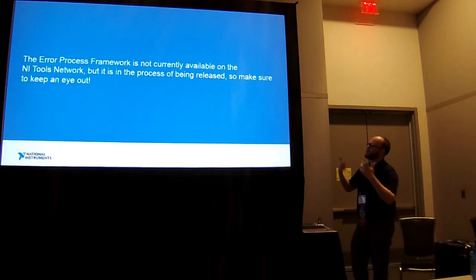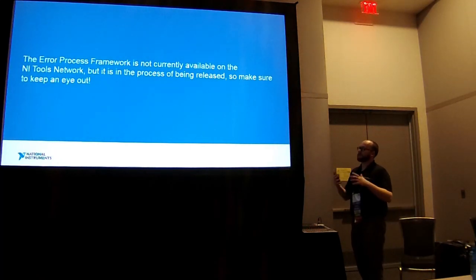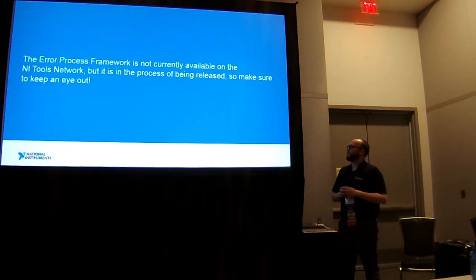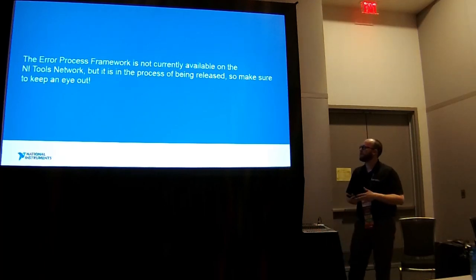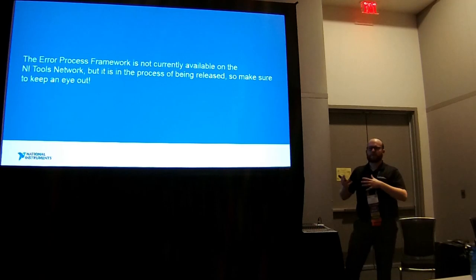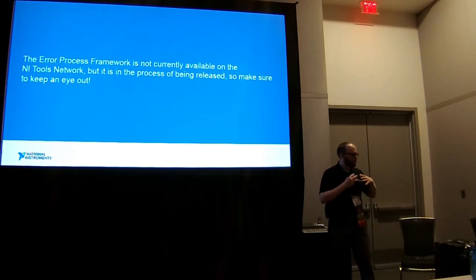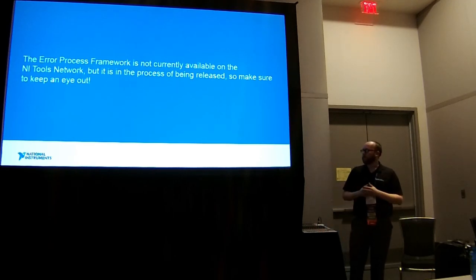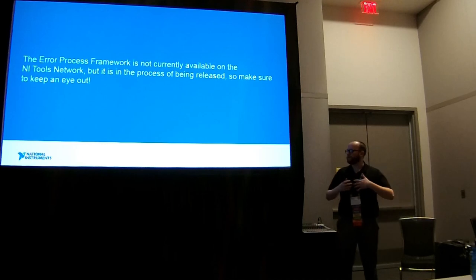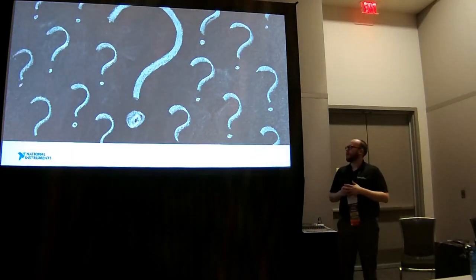Again, the error process framework is not currently available. We're in the process of releasing it, and we're hoping to have it out by the end of this year. In lieu of that, my goal was to give you some ideas on things that you might take and try to implement into your framework to make it better. So, questions?